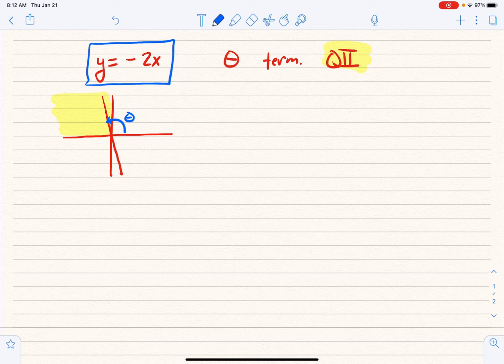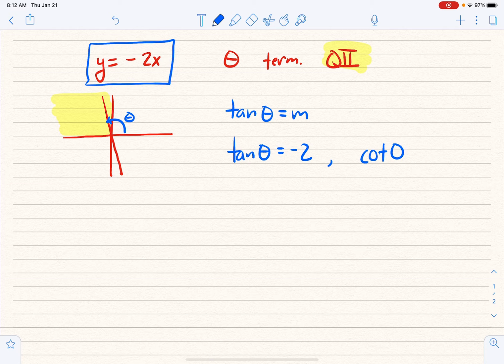And so from that, let's think about how we did this. Well, we know that tangent theta is equal to the slope. And if that's the case, then tangent theta is equal to negative 2. And if tangent theta is equal to negative 2, then cotangent theta is equal to negative 1/2. And why is that? Well, because those two have a reciprocal relationship.